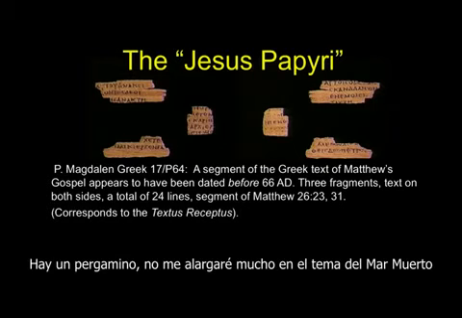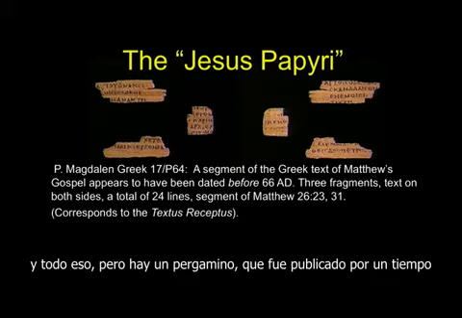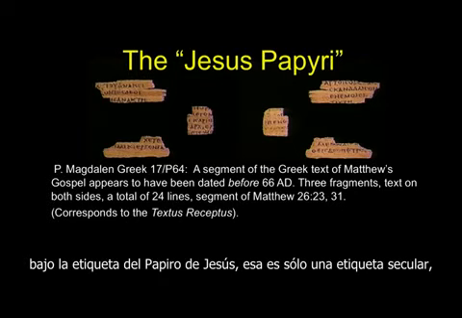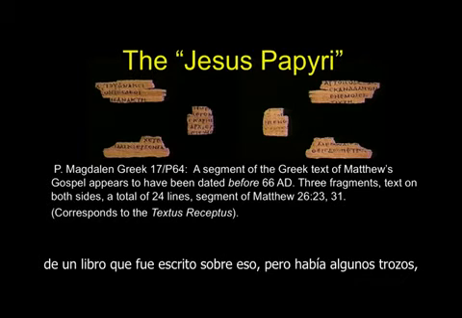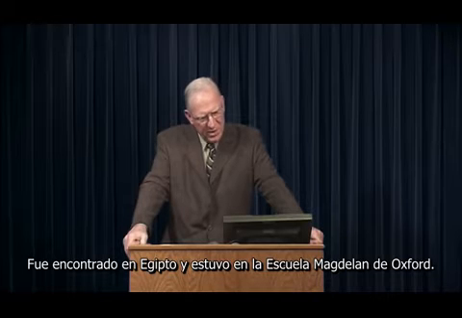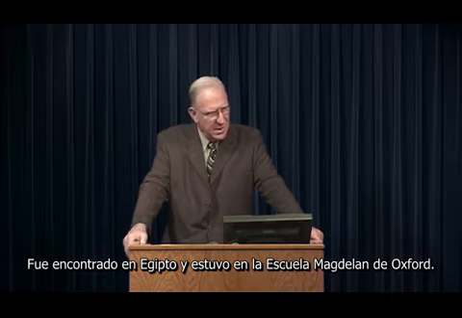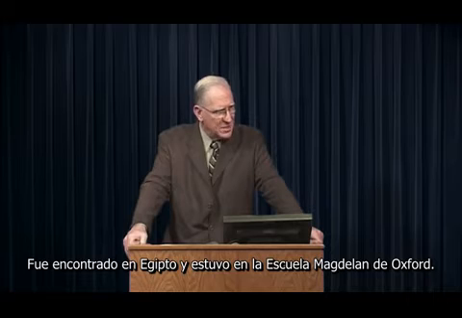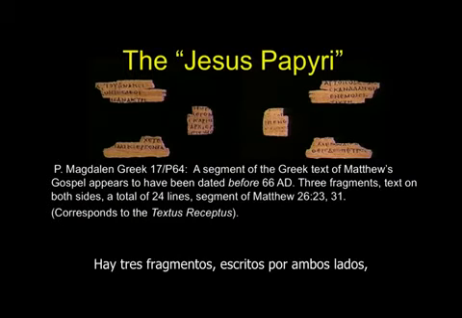Now, there is a parchment. I'm not going to spend a lot of time on the Dead Sea stuff and all that, but there is a parchment. It was published for a while under the label of the Jesus Papyri. That's just a secular label for a book that was written about it. But there were some scraps, a little segment of text of Matthew's Gospel. And it had been found in Egypt, and it was at the Magdalen School of Oxford. And there are 3 fragments.